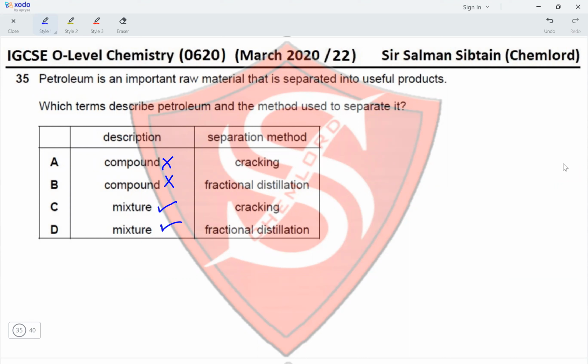And the separating method of these components would be fractional distillation to separate the different hydrocarbons present, and not cracking. Cracking is the process of converting a large fraction into smaller or more useful fractions. So we have fractional distillation, and it is a physical separation of the components present in petroleum, and not a chemical breakdown of the hydrocarbon, which takes place in cracking. So this makes option D the correct option for this question.